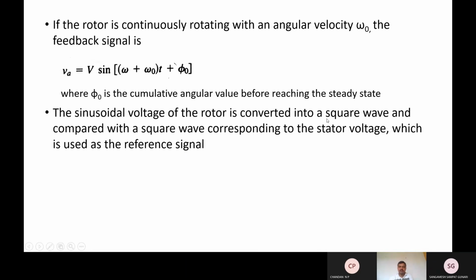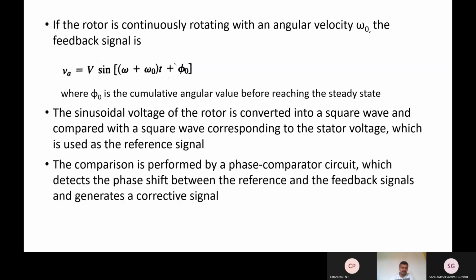The sinusoidal voltage of the rotor is converted into a square wave, like we discussed in the previous topic, using a Schmitt trigger circuit. It is compared with the square wave corresponding to the stator voltage, which is used as the reference signal. So you are comparing these signals with the input. If there is a difference, again you take corrective action. The comparison is performed by a phase comparator circuit which detects the phase shift between the reference and the feedback signals and generates a corrective signal.